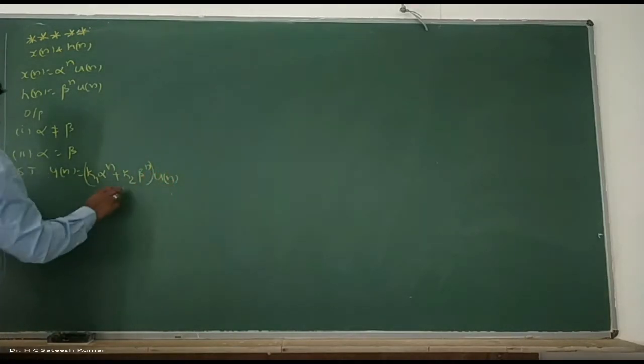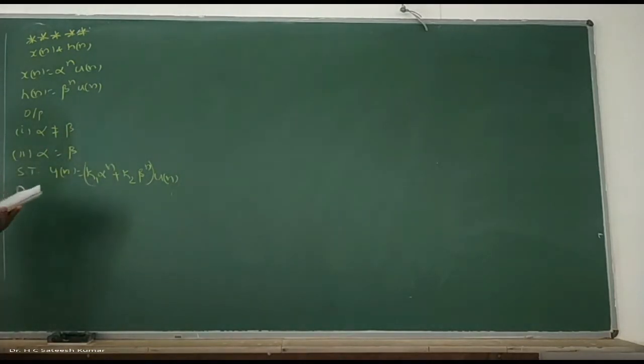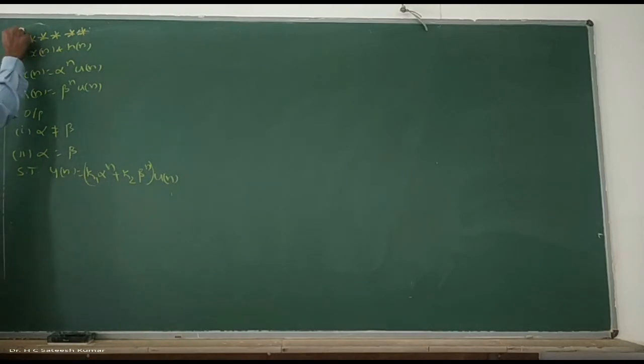Not always will they ask this; the majority of the papers have asked this, and some papers have asked it this way: show that y of n is in the form of k1 into alpha to the power of n plus k2 into beta to the power of n into u of n. In this format we are going to keep it. And no condition is given for alpha and beta also. It is an 8 marks, 10 marks question, so generally it is 8 marks.